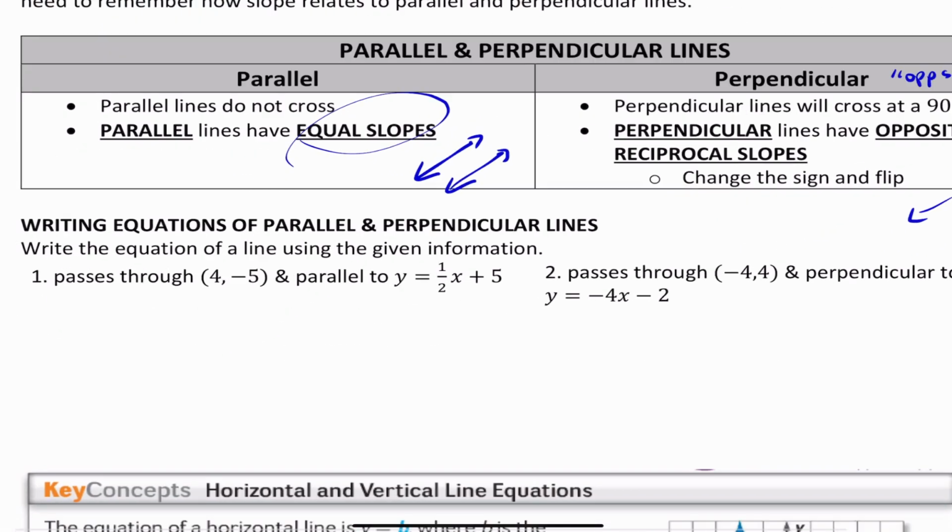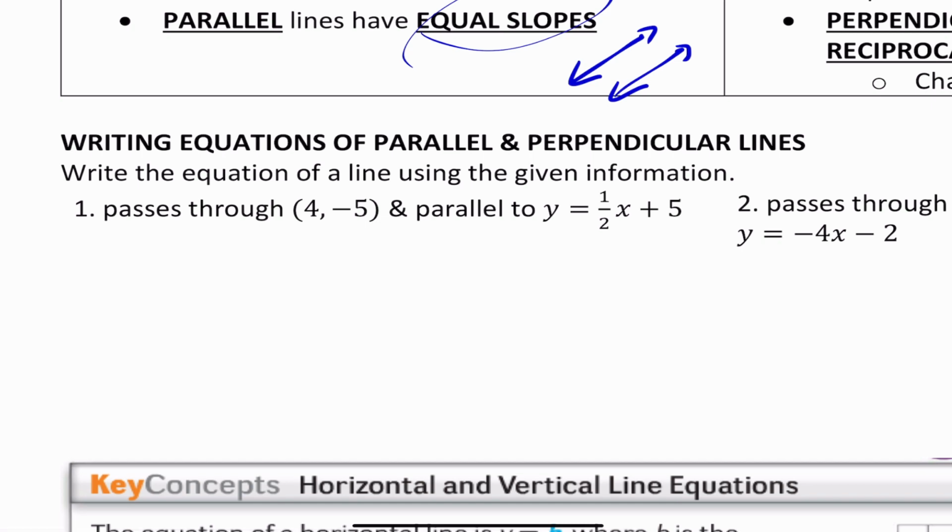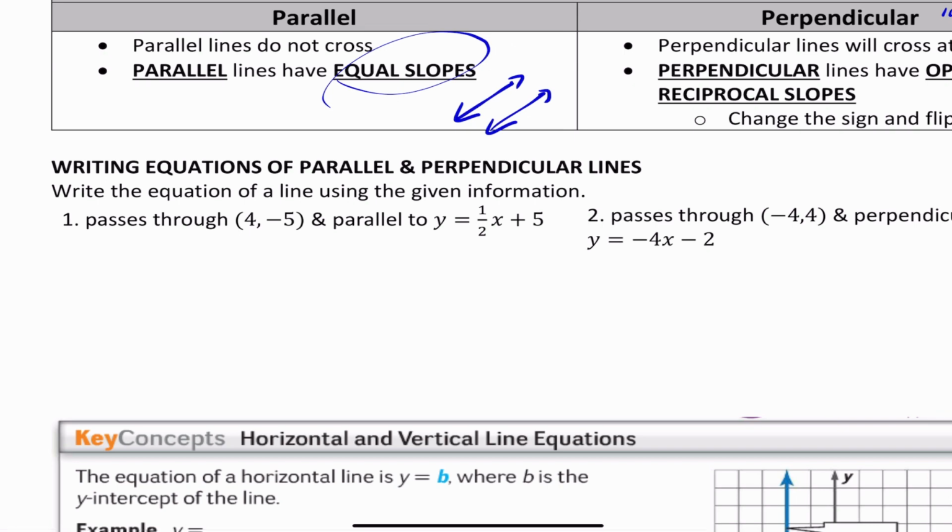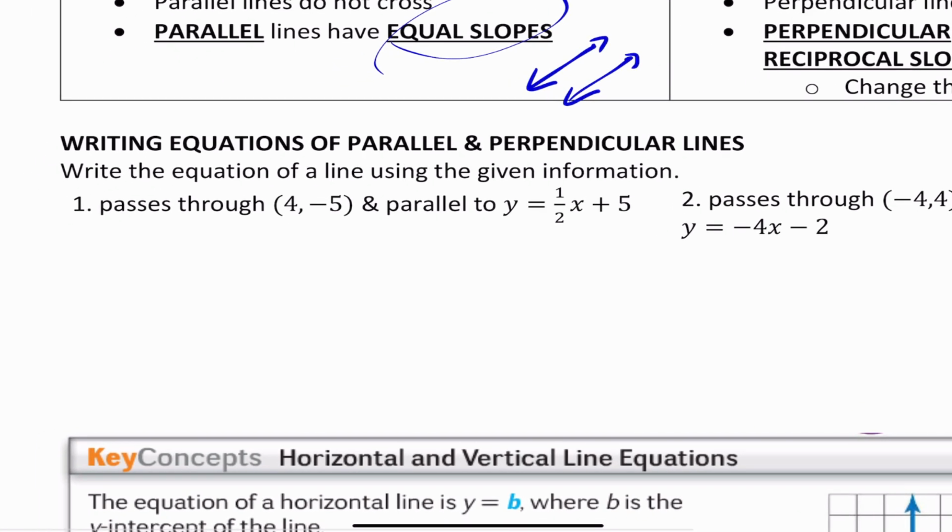Okay, so let's go ahead and take a look at number 1. Write the equation of the line using the given information. So here there is a line that passes through the point 4 comma -5 and is parallel to another line in the form y equals 1/2 x plus 5. Okay, so this is that first line, and this is the second line. This is basically the idea of what I have here.